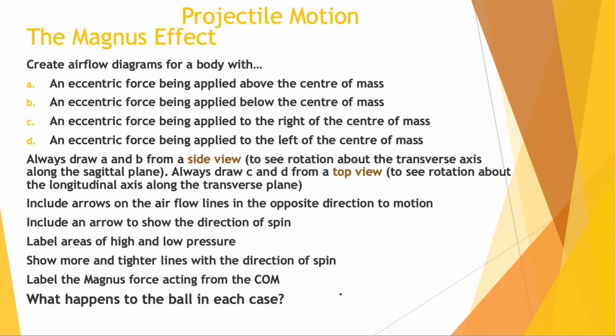Include an arrow to show the direction of spin. Label the areas high and low pressure. Show more and tighter lines with the same direction of spin. Label the Magnus Force acting from the centre of mass, and state what's going to happen to the ball in each case.